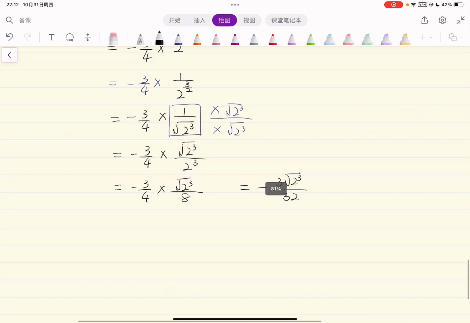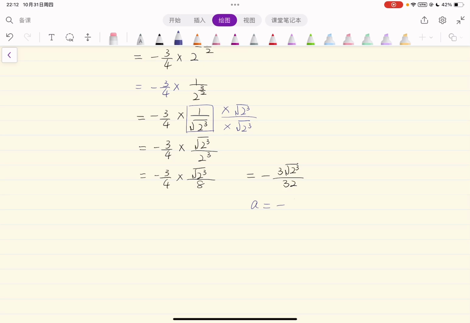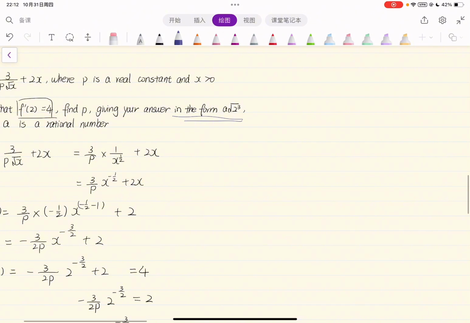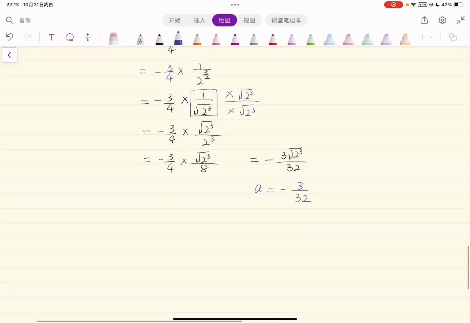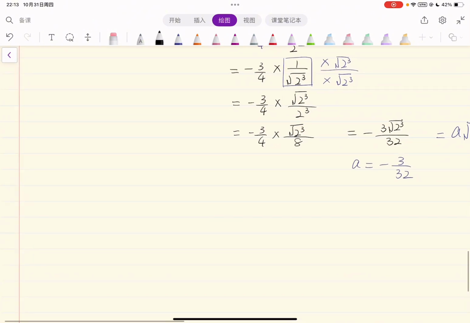So we have that a equals negative 3 over 32, right? As you can see, it equals a times square root of 2 to the power 3. So we have the answer that p equals negative 3 over 32 times the square root of 2 cubed, where a equals negative 3 over 32.